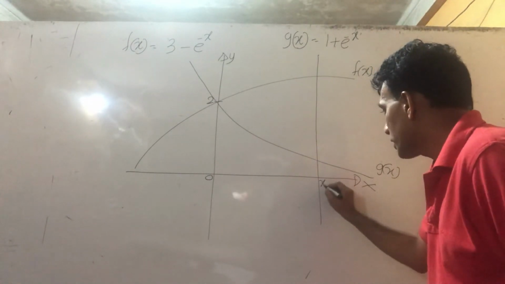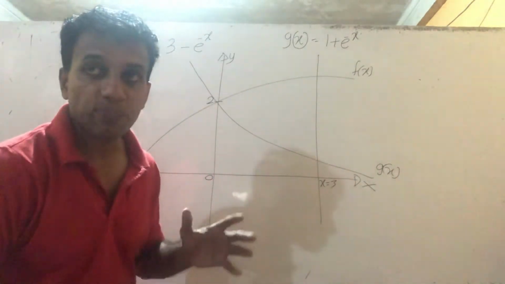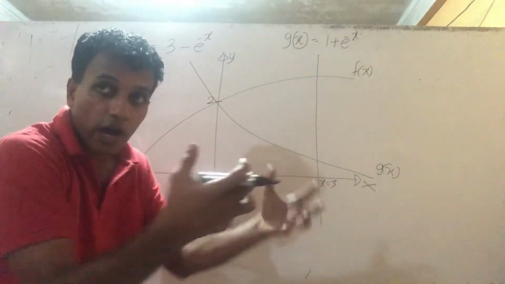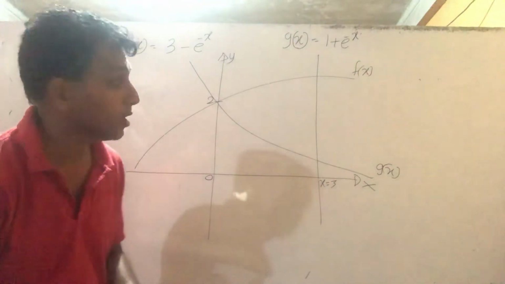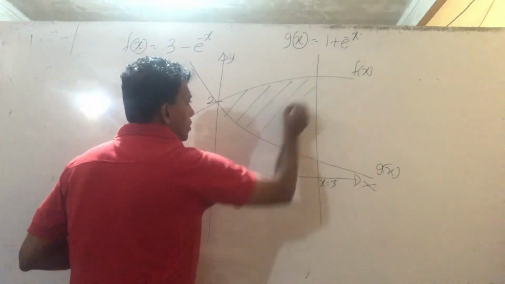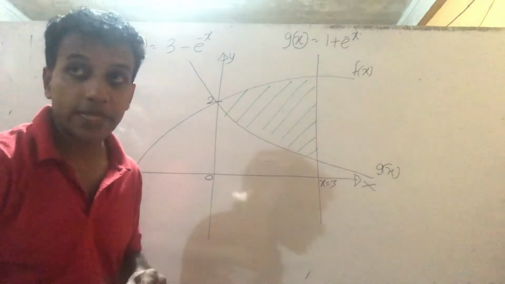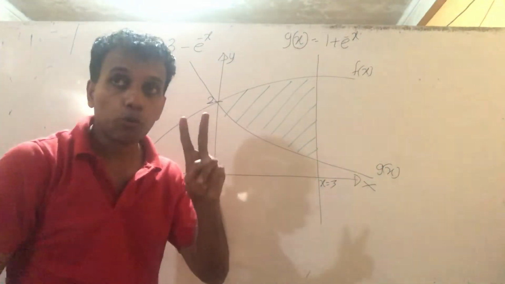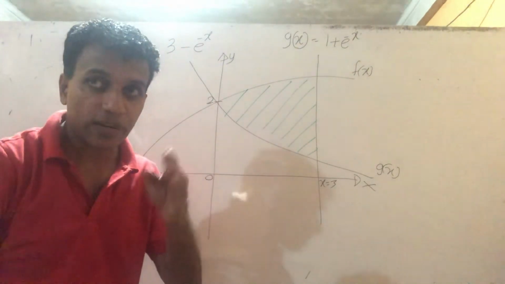Somewhere x equal 3. So which area do they ask the volume of? The area bounded by these 2 graphs and this straight line. Where is the area? Is it this area? The volume under the curve, when it rotates by 2 pi radians, otherwise 360 degrees, the volume generated.